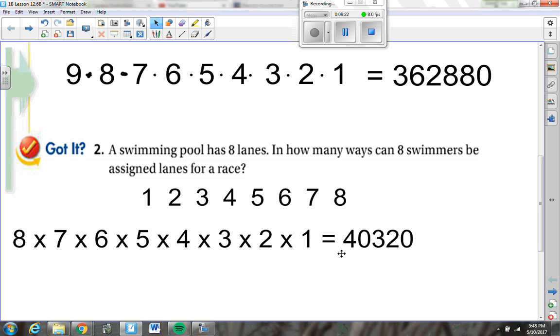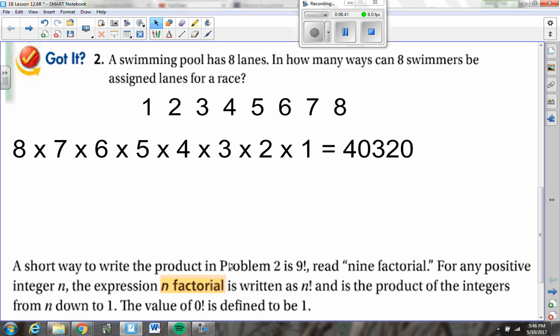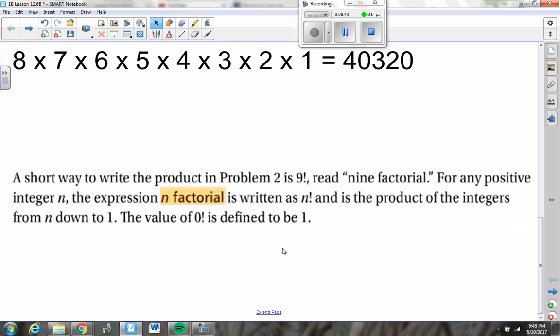All right? Now, what does all of this really mean? There must be a simpler way to write this. I'm sick of writing 8 times 7 times 6 times 5 times 4 times 3 times 2 times 1, or 9 times 8 times 7 times 6 times 5 times 4 times 3 times 2 times 1. So, somebody a long time ago came up with this idea of something called a factorial. Factorial, like 9 factorial is the answer to number 2, you know, the 9 batters.